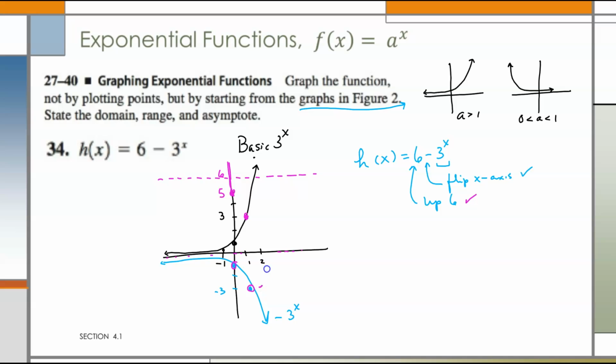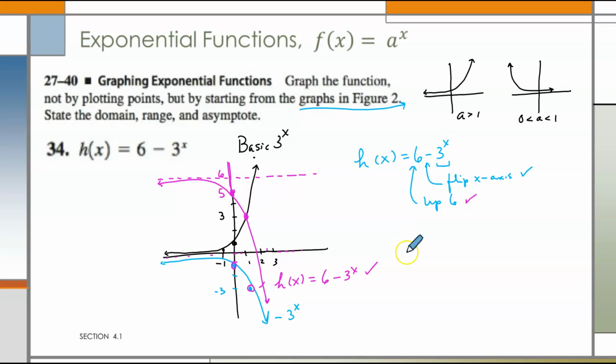So let's shift this up 6 units. We're going to end up with a graph that looks like this. There is our graph, h of x equals 6 minus 3 to the x.